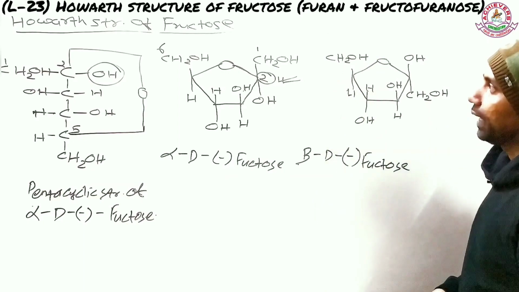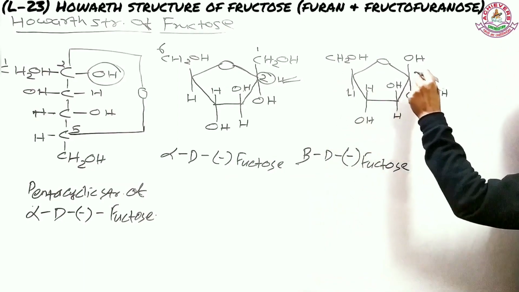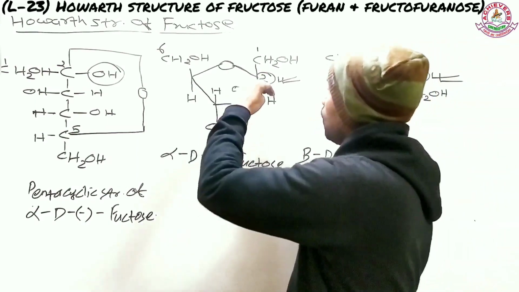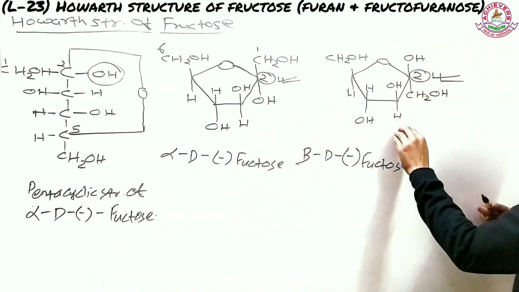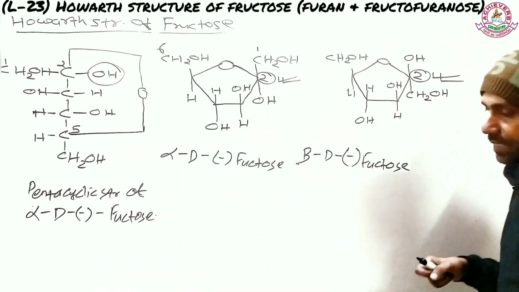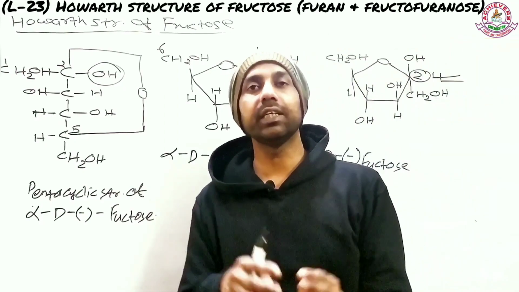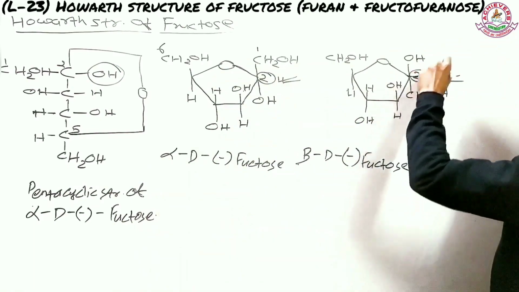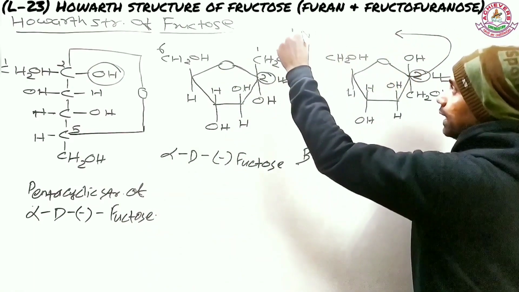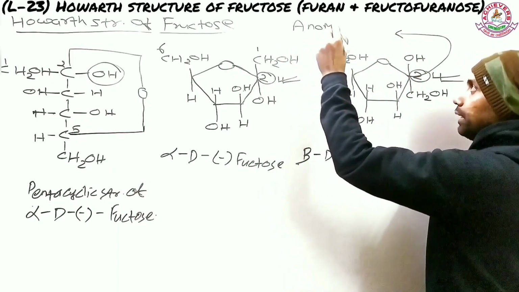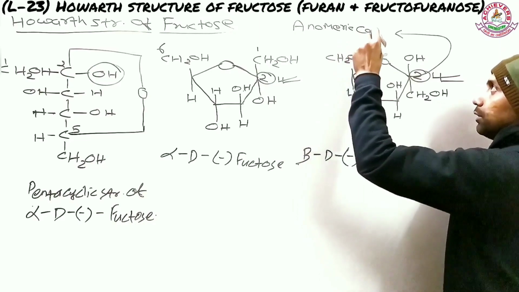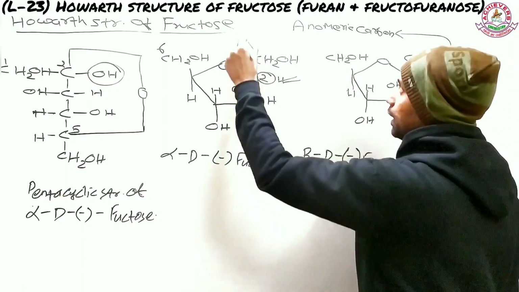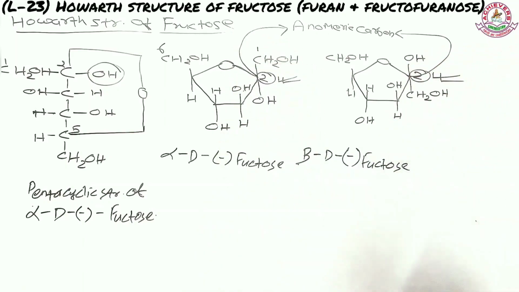So the difference you find is that this 2nd carbon configuration is different. In the alpha one, the OH is on the down way, but in the beta one, the OH is on the up way. So there is one carbon whose configuration is different from the rest of the carbons. In that case, you can call this the anomeric carbon. So I'm just writing here, this is anomer. This is anomeric carbon. This is your anomeric carbon. Similarly, this is also your anomeric carbon, right?